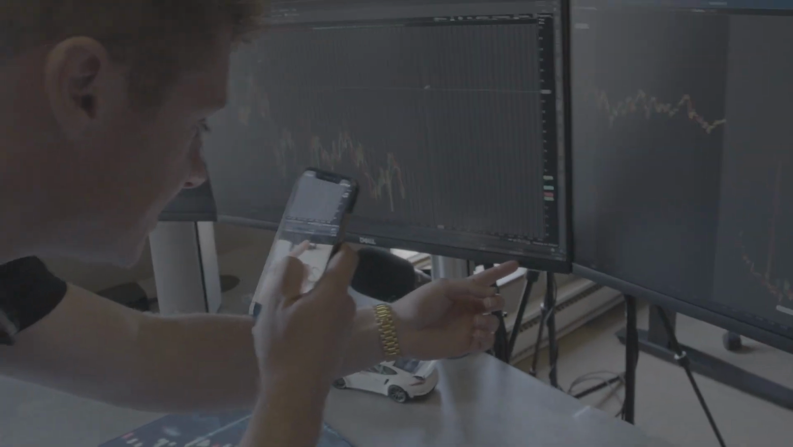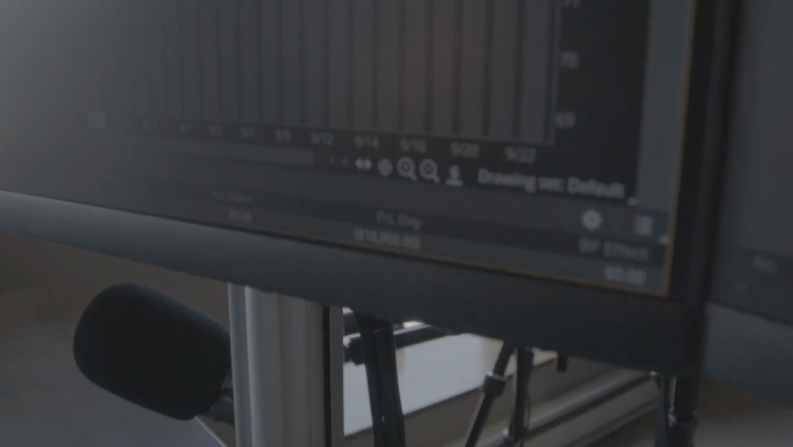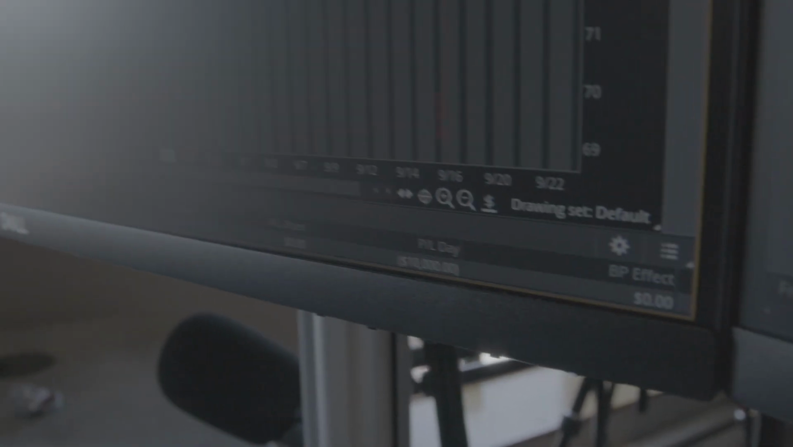Oh, looky, I made $10,000. Holy shit, I made $10,000. Let's go. Something that doesn't add up. Bro, there's parentheses around it.